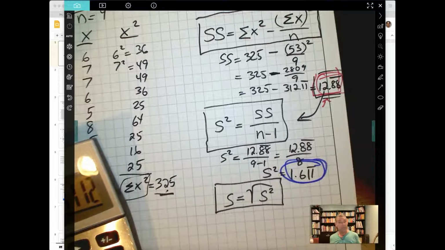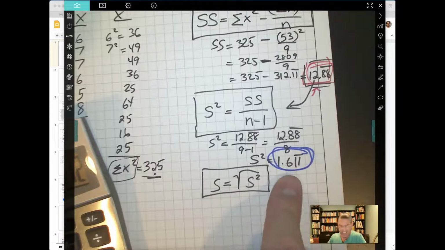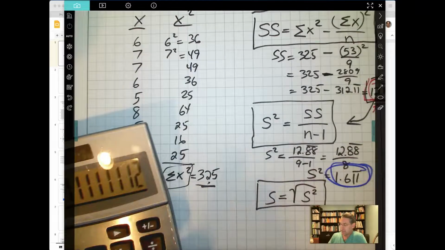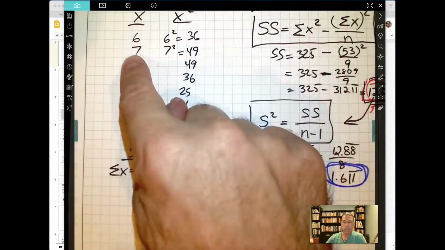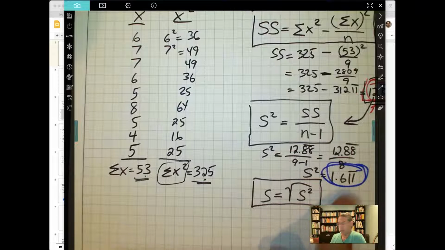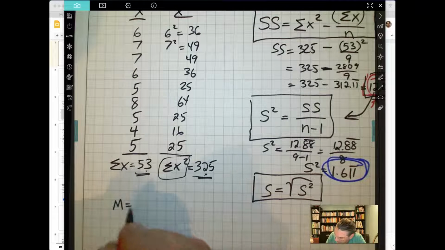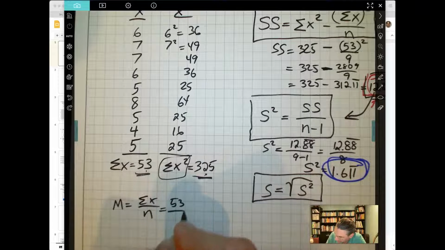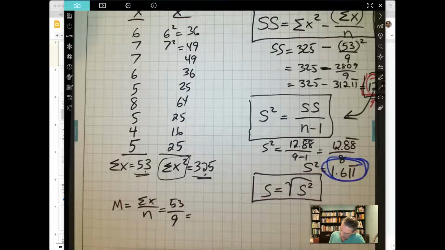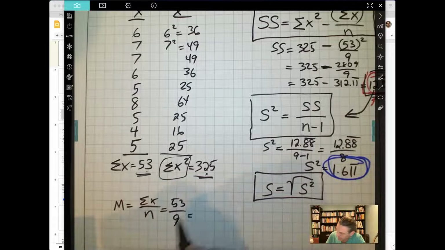Now that, again, is a very good and unbiased measure of variability. The problem is it's hard to interpret. What it means is these original scores, each of these deviate from the mean by about 1.61 points. So we could calculate our mean just to show. So our mean is sum of x over n. So it's 53 over 9. So 53 divided by 9 gives me 5.88 repeating.